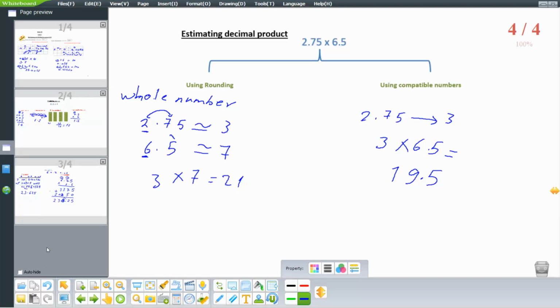And now we have finished multiplying by power of 10 and multiplying decimals. Okay, thank you.